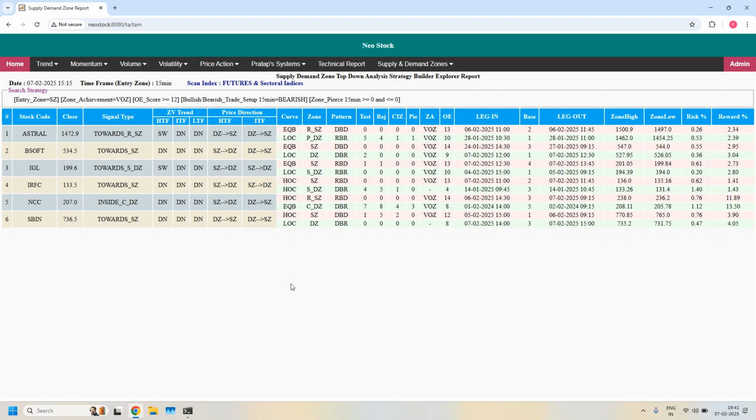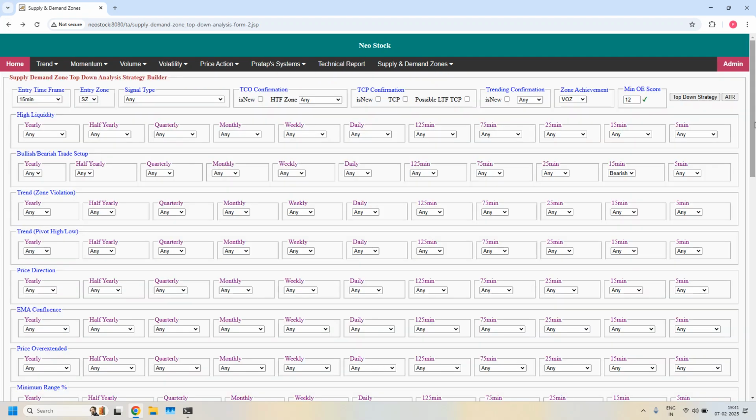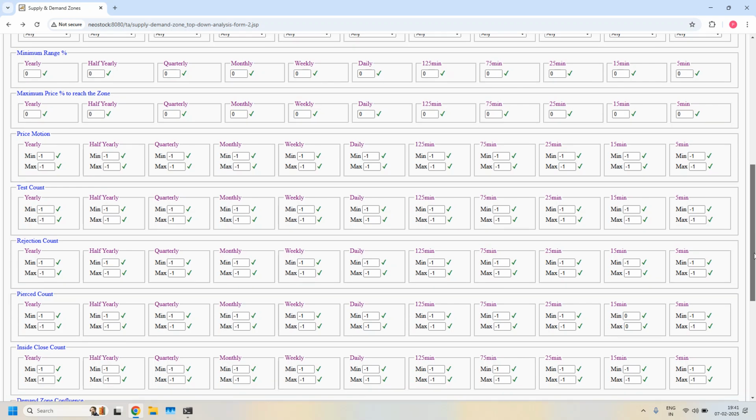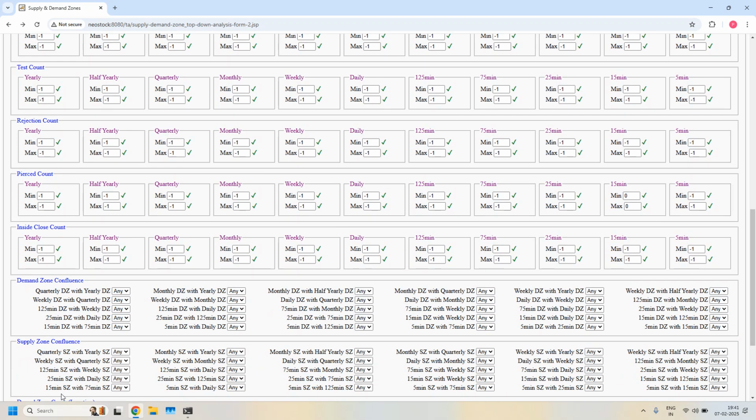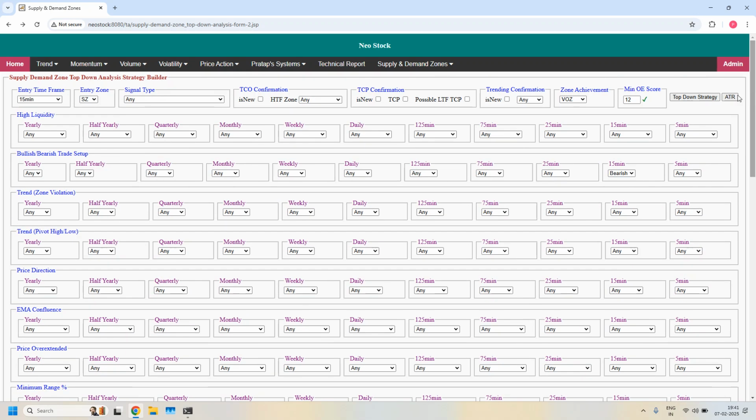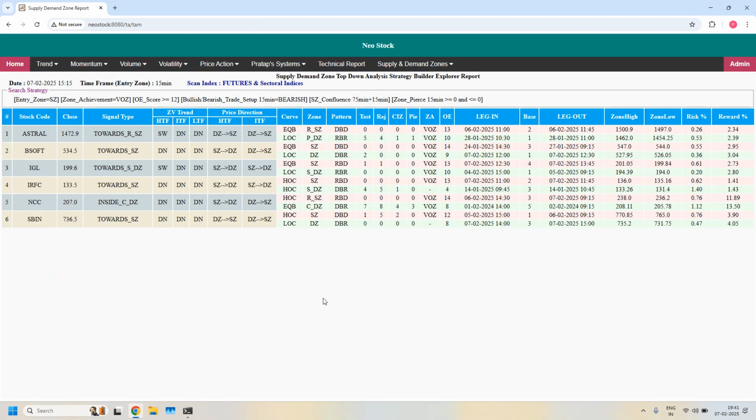First filter is LTF and ITF supply zone confluence. That is 15 minutes and 75 minutes supply zone confluence. That means 15 minute zone should be overlapped with 75 minute supply zone. So we enabled that filter. We got 6 stocks. In all these 6 stocks, these 15 minute supply zones are overlapped with 75 minute supply zone.